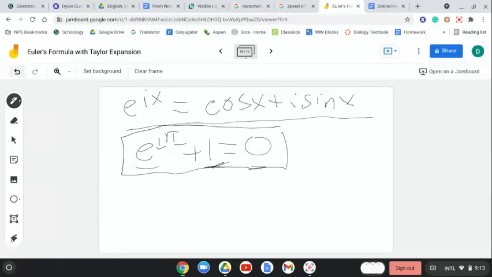And it's really cool that this is true, and we just proved why it's true using this formula, because if you plug in pi for x, you get -1 for cosine and 0 for sine, so the imaginary term goes away, and you're left with -1. So takeaway number one is that you can use Euler's formula to prove this very beautiful equation.